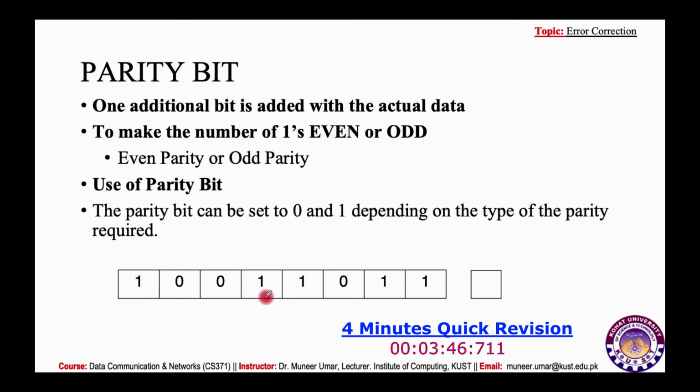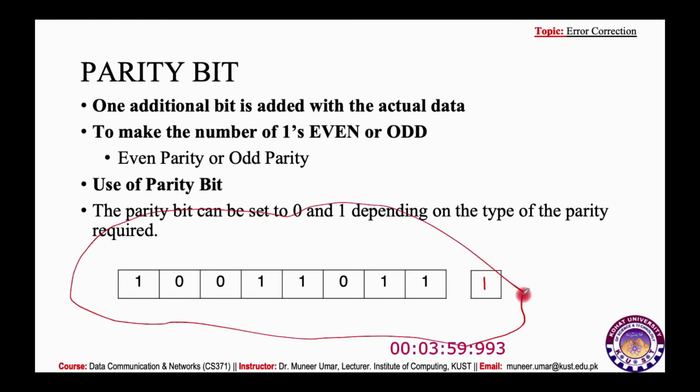Now here we have 1, 2, 3, 4, 5, so we have 5 ones, which is an odd number of ones, so we must make it even by providing the parity bit equal to 1. So now in this entire block we have an even number of ones, so this is even parity.